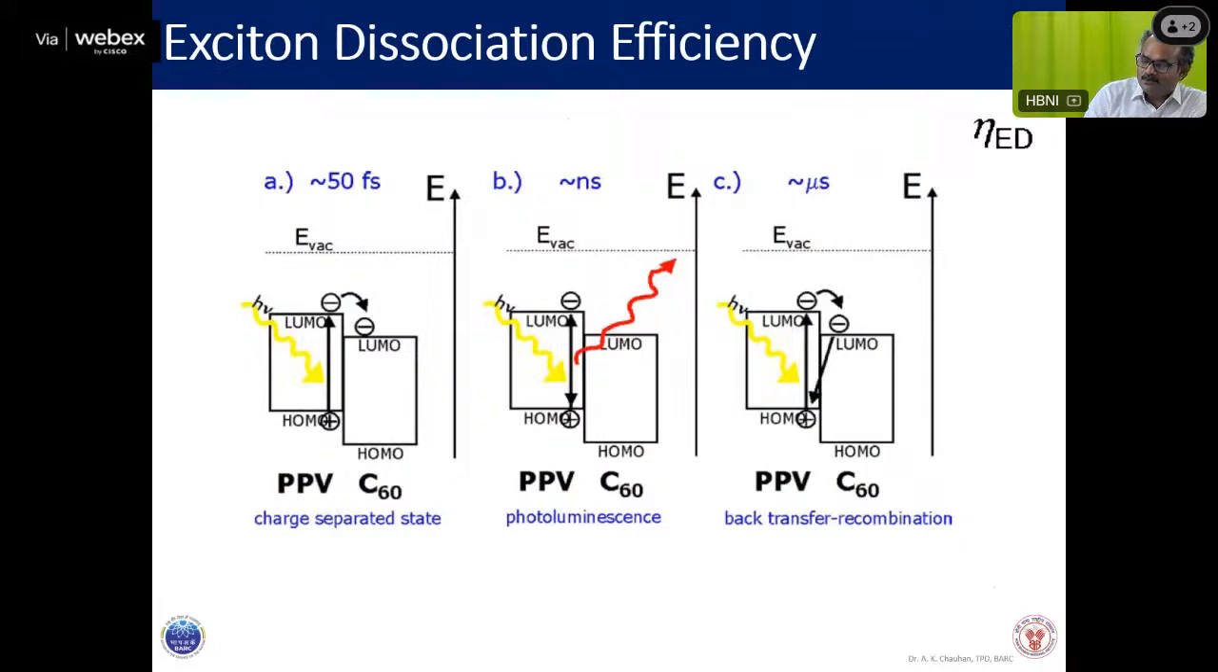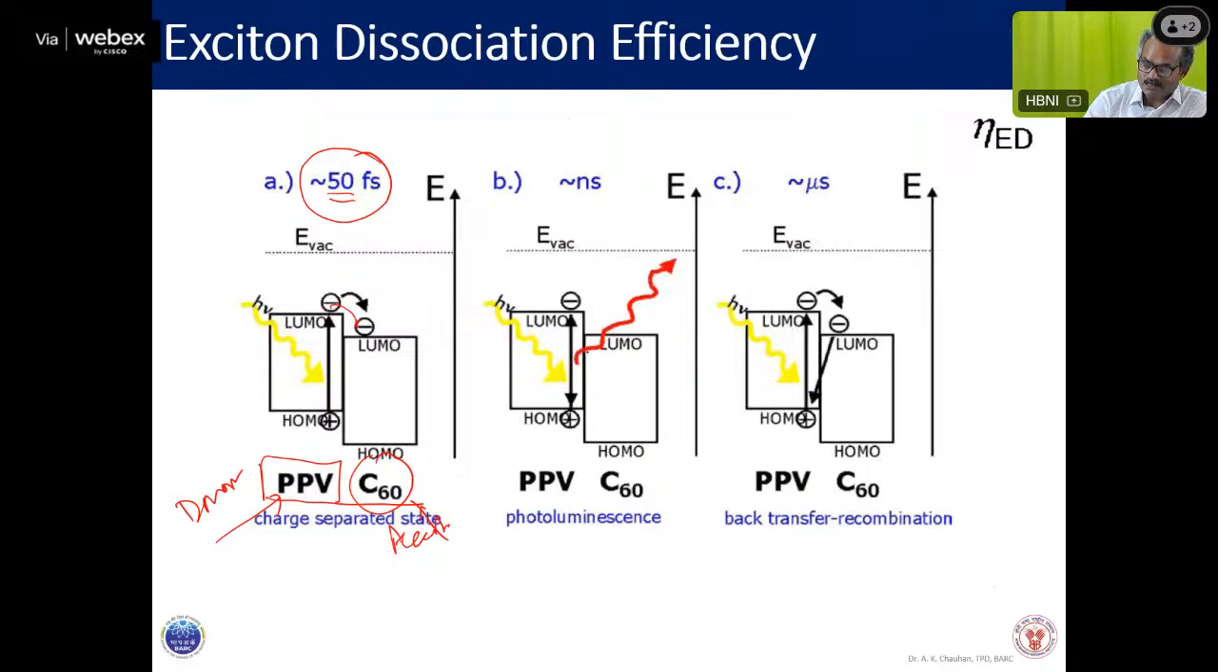So this slide gives you an idea of the time scale. In this particular molecule, PPV is the polymer, and this is the acceptor. So this is the donor and this is the acceptor. Now an exciton has come to the boundary. The time scale for this transition is of the order of 50 femtoseconds. So it is very fast.